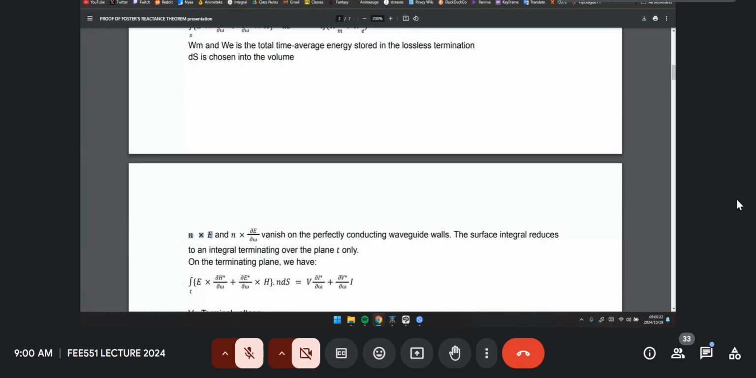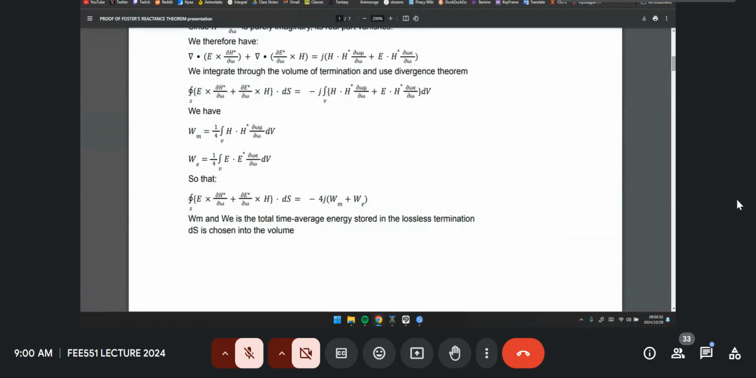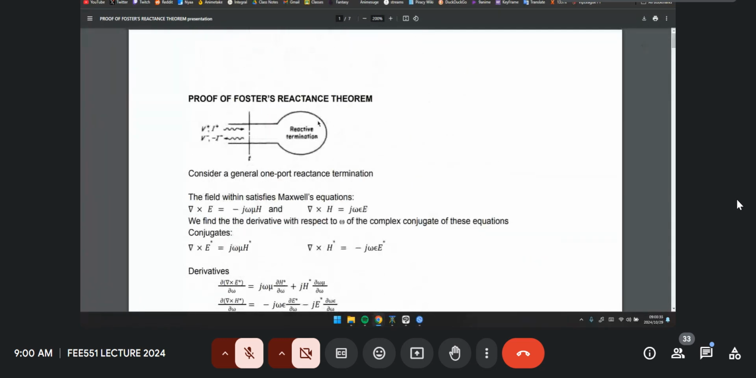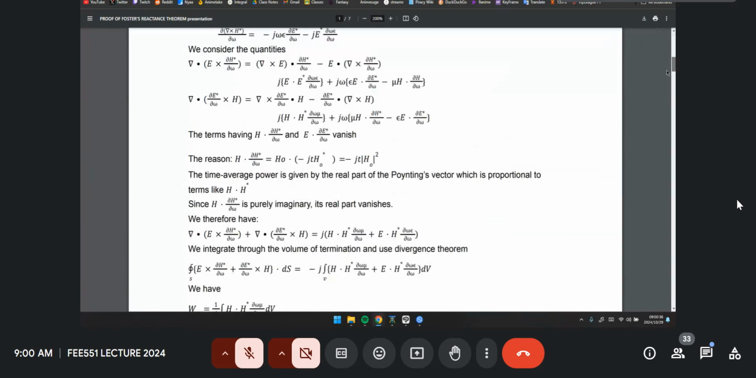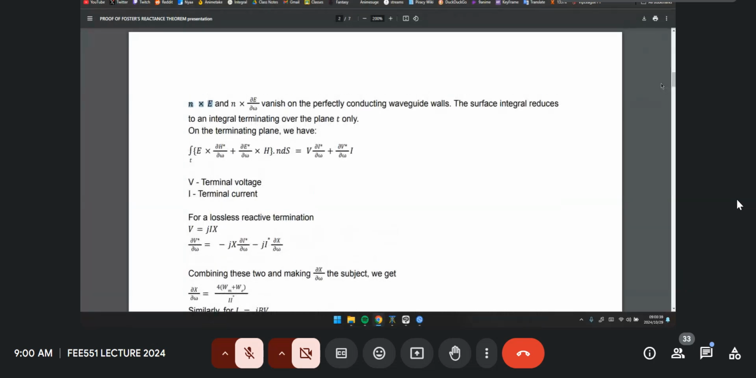We have N cross E and N cross H, and they vanish across the perfectly conducting waveguide walls. The surface integral reduces to an integral terminating on the plane T only. Remember this, the plane T is only this part here. On the terminating plane, we have this equation here.